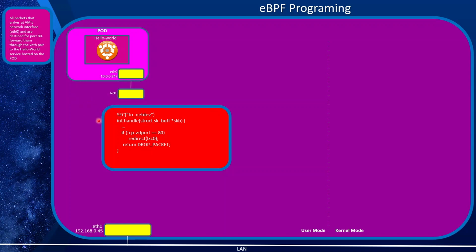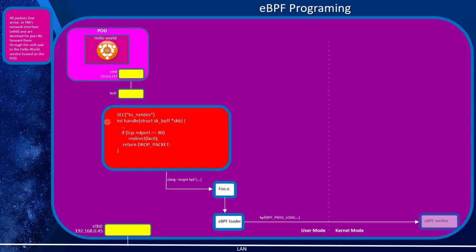So once we create that, then we need to compile it. Clang is the compiler that we need to use. Then we compile it, and that can be loaded into the kernel through the BPF loader.